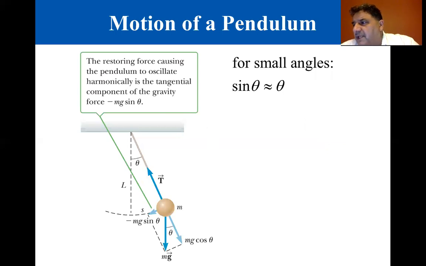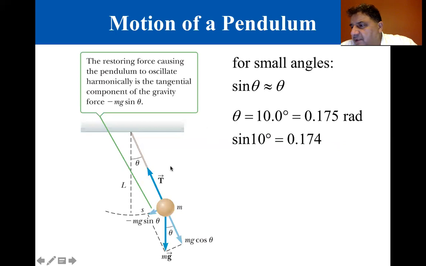But for small angles, less than about 15 degrees, the angle theta measured in radians and the sine of the angle are approximately equal. You can prove this to yourself. Just do a spreadsheet with the angle between, let's say, minus 30 and 30 degrees, and the angle and the sine of the angle. Take a look at this example for 10 degrees. There it is for 10 degrees.